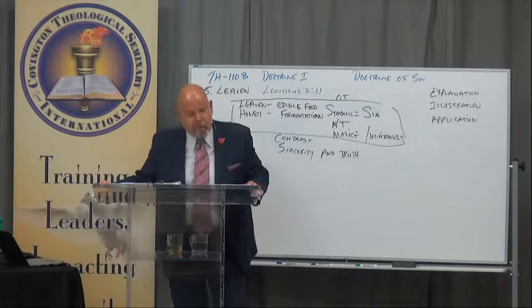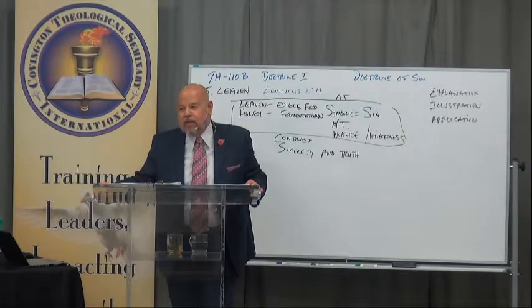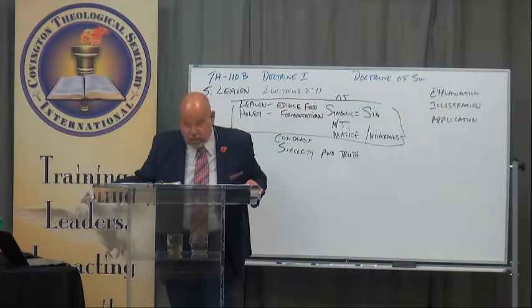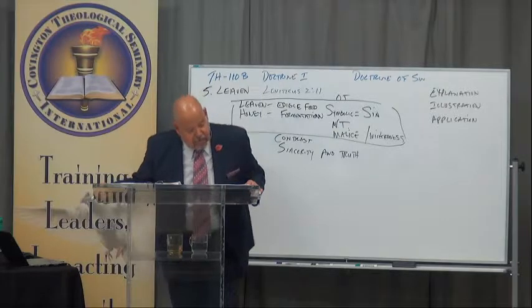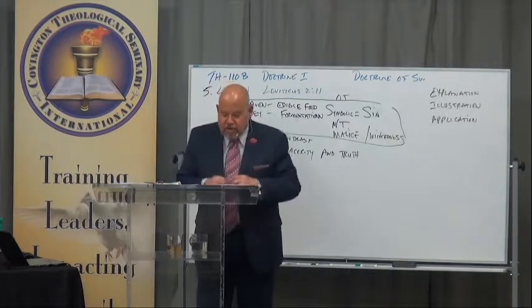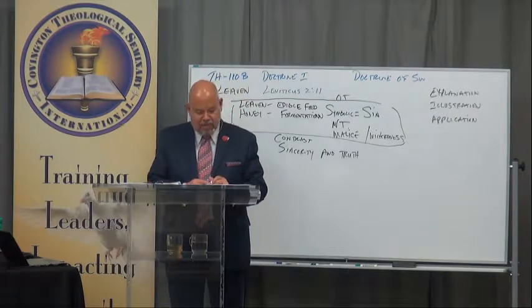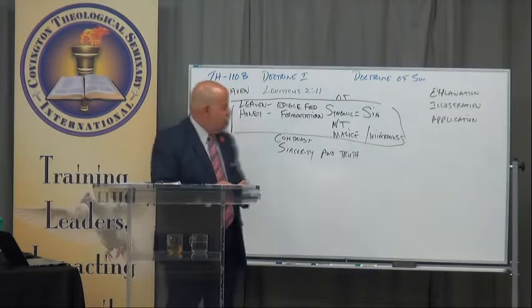Jesus identified three forms of leaven during his ministry. This is what Jesus did. The leaven of the Pharisees was an unhealthy emphasis on externalism. Externalism. So let's look at this.